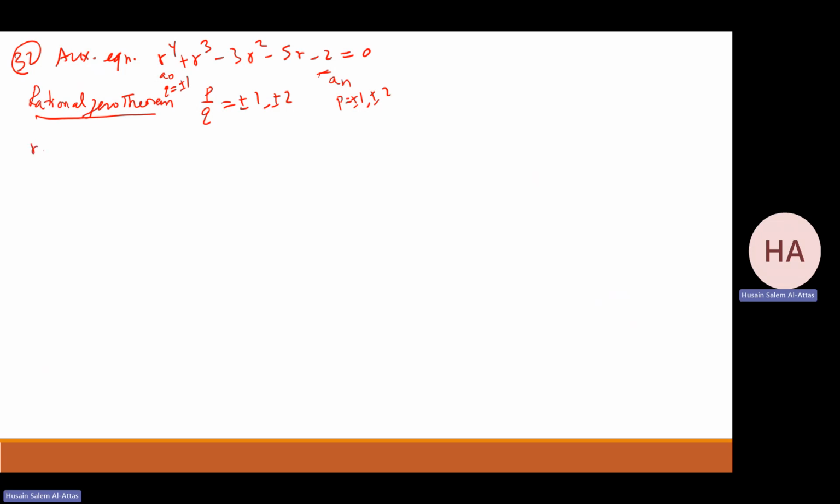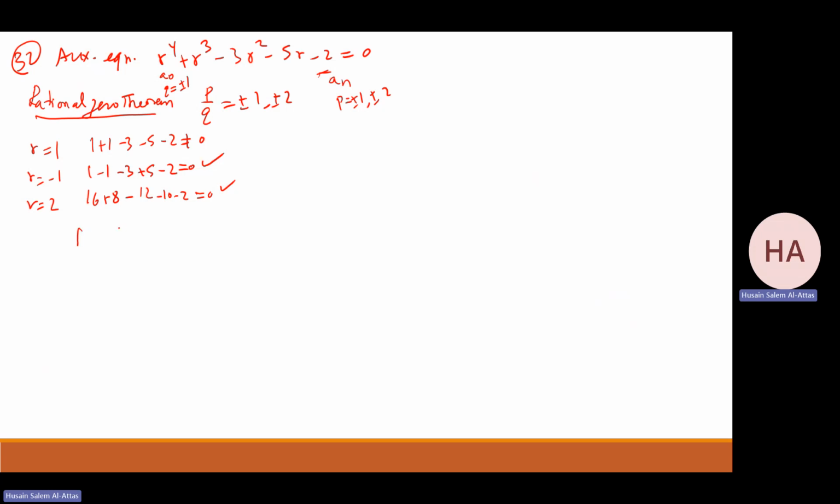So let me check them. r equals 1: 1 plus 1 minus 3 minus 5 minus 2 is not 0. r equals minus 1, I need 2 zeros: 1 minus 1 minus 3 plus 5 minus 2, which is 0. This is good. r equals 2: 16 plus 8 minus 12 minus 10 minus 2, which is 0. That's it. This is what I need.